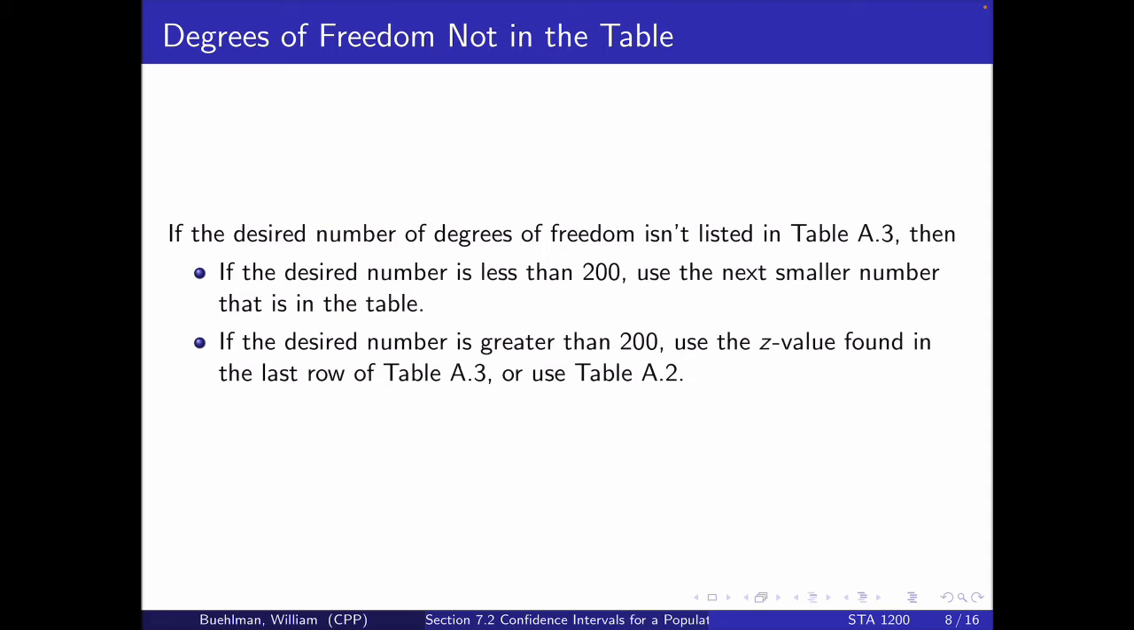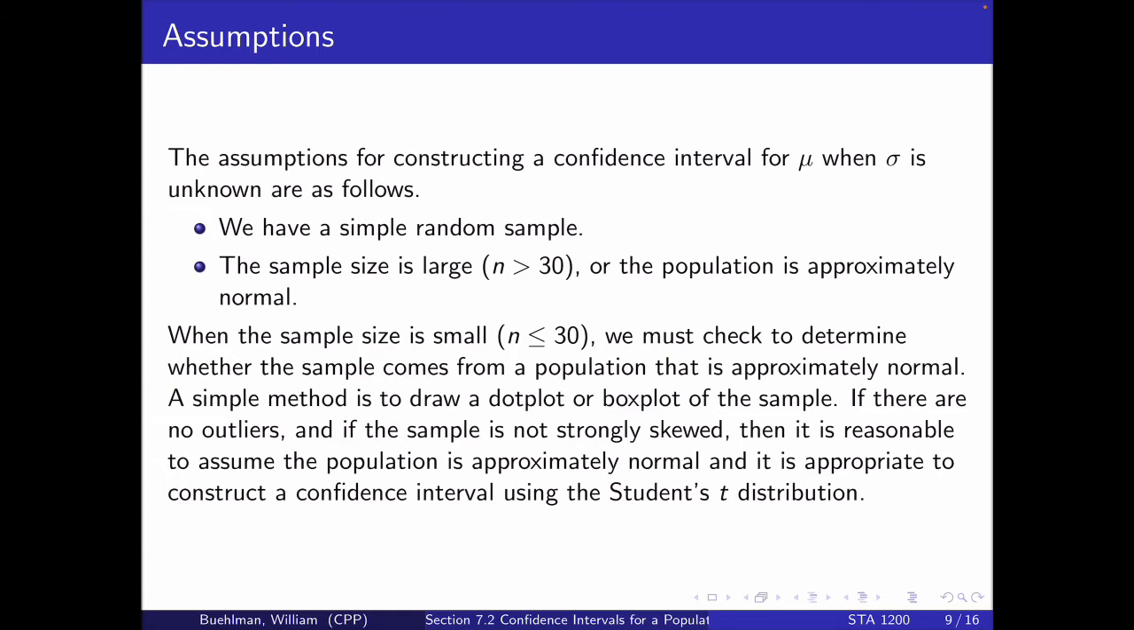If the desired number is greater than 200, we can just use the z-value on the bottom row because it's close enough at that point, or you can use table A2. So in order to do this, we have some assumptions. The assumptions for constructing a confidence interval for mu when sigma is unknown are as follows.